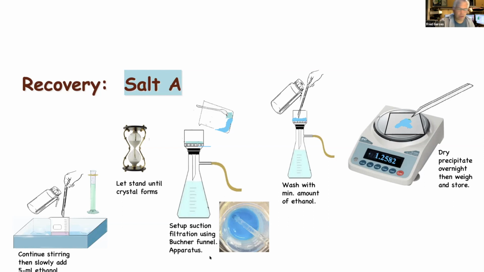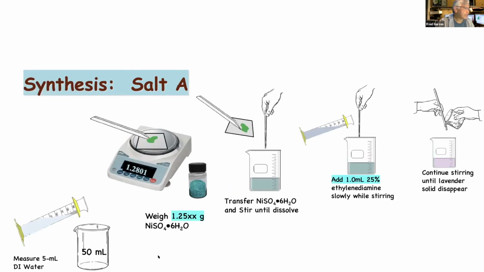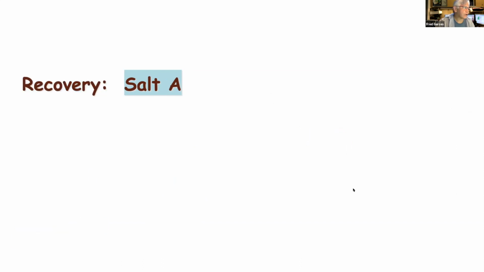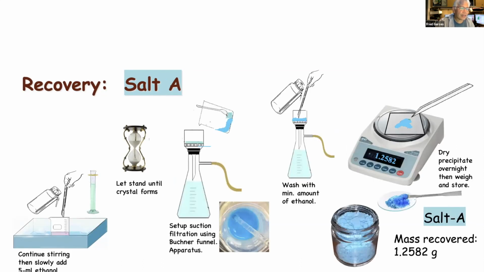Pay close attention to the only difference between the three techniques is the amount of nickel sulfate we have and the amount of ethylenediamines that we are adding. Okay, so let's take a look at salt B. That's what salt A looks like. And we recover 1.2582 grams. That's the amount that's recovered. And that's also in your Excel data sheet. So I'm going to the next slide.